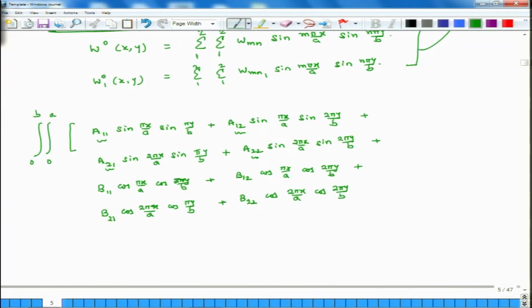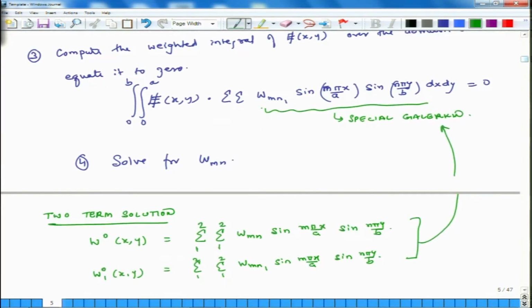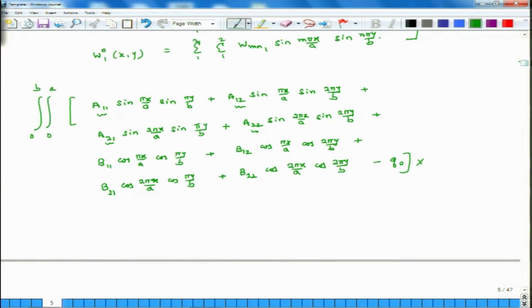Okay. And then there is minus Q naught B1. I had erased this, but I will make this clear. So, this is pi y over B. This entire thing gets multiplied by the trial function, which is this Wmn1, and this is also a two term thing.